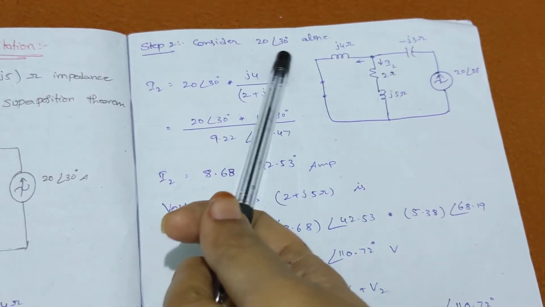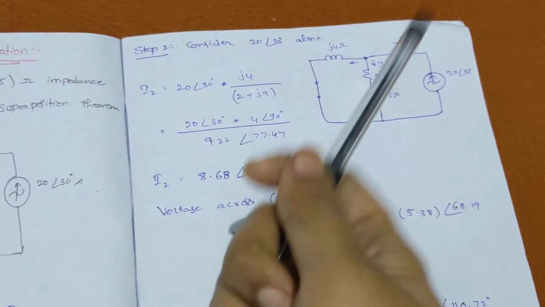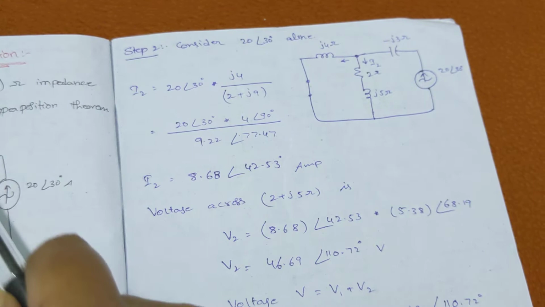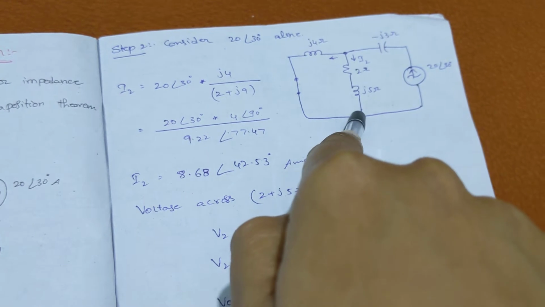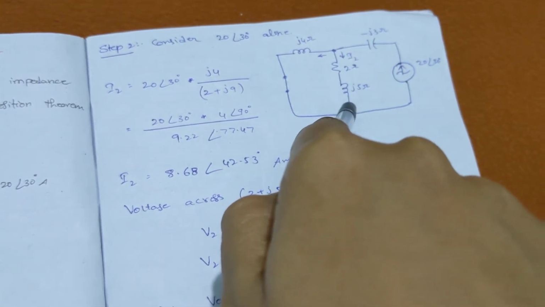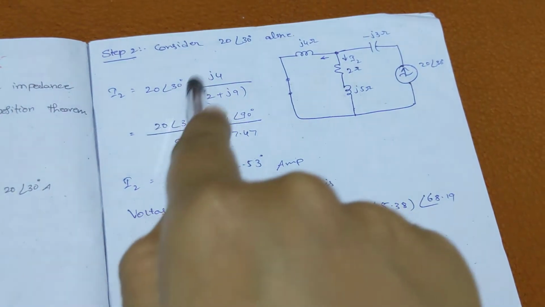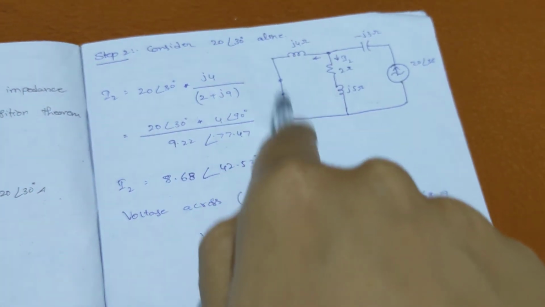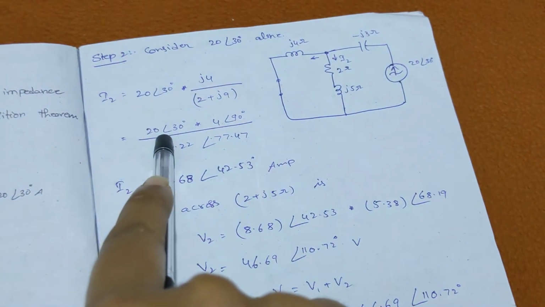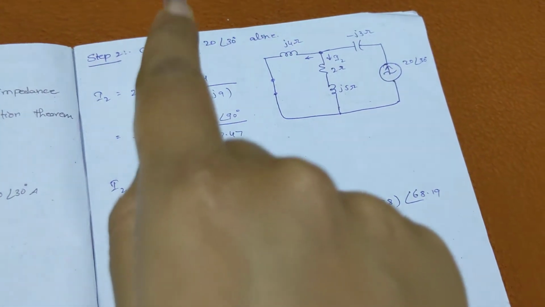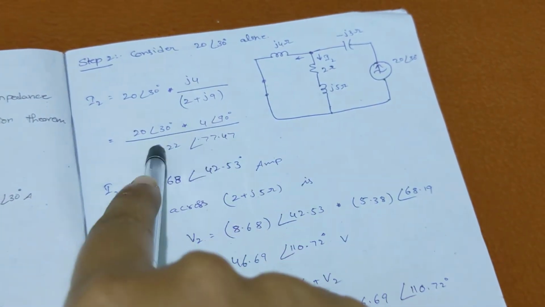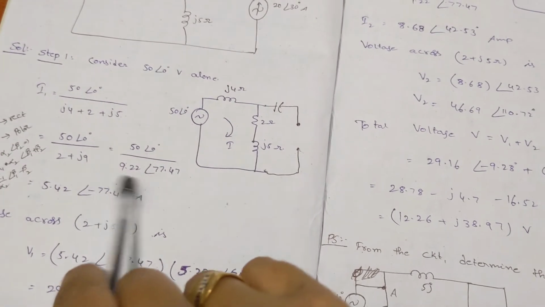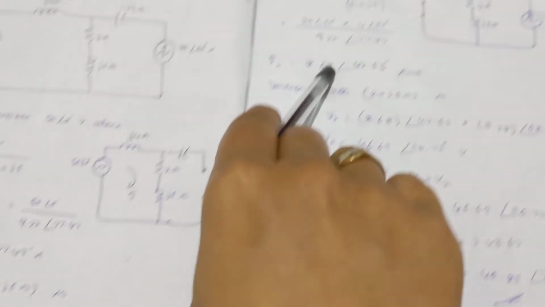When you have two parallel branches, obviously the current divides. By applying the current division principle, you calculate the current flowing through the 2 plus j5 ohms branch. Total current multiplied by the opposite branch impedance divided by total impedance. So 20 angle 30 into j4. We already know the j operator is nothing but 1 angle 90 degrees. So 4 angle 90 degrees divided by 2 plus j9, which we calculated previously as 9.22 angle 77.47.